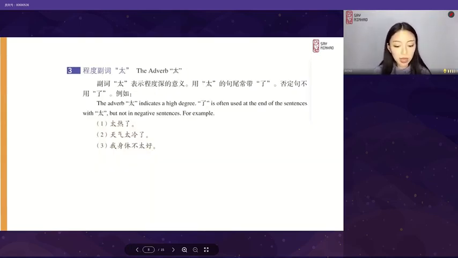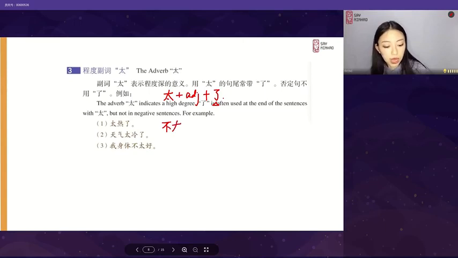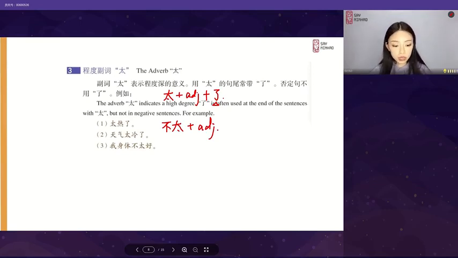Next one is the adverb 太, which means too much, extremely. So when you want to say too blah blah blah, too much, then you can say 太 plus an adjective and plus 了. Don't forget about 了 at the end of sentence. But when you want to express the negative form of 太, which is 不太, not too what, then just say 不太 and plus the adjective and don't put any 了 after it. But for the positive form, don't forget about the 了.